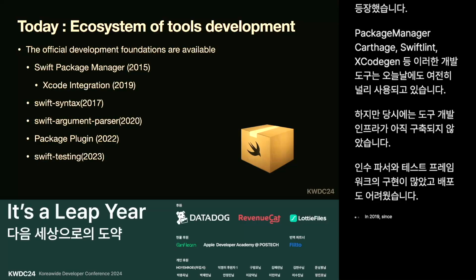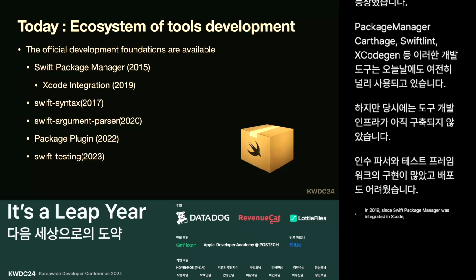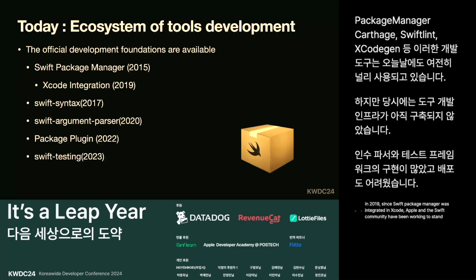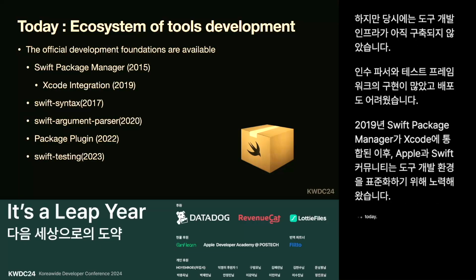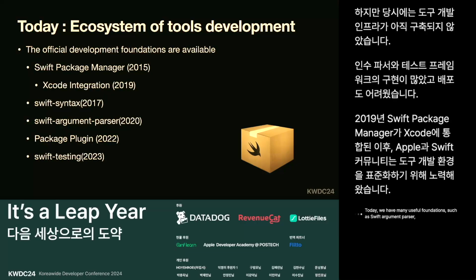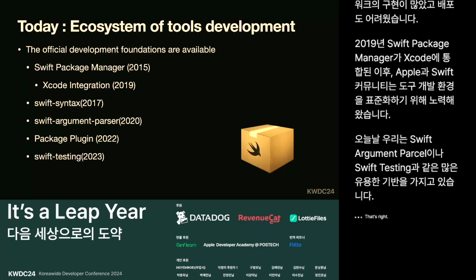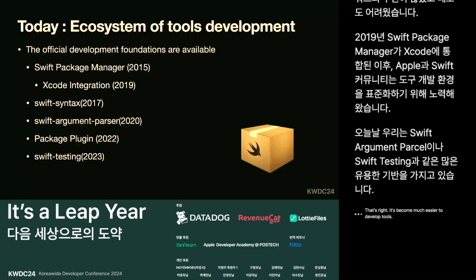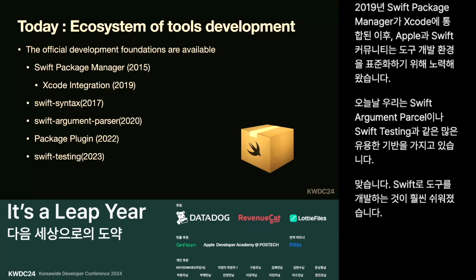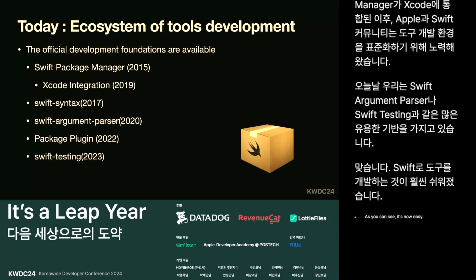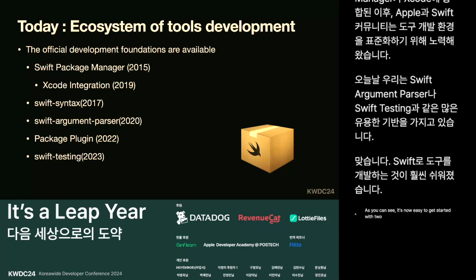In 2019, since Swift Package Manager was integrated in Xcode, Apple and the Swift community have been working to standardize the tool development environment. Today, we have many useful foundations such as Swift Argument Parser or Swift Testing. That's right. It's become much easier to develop tools in Swift. As you can see, it's now easy to get started with tool development.